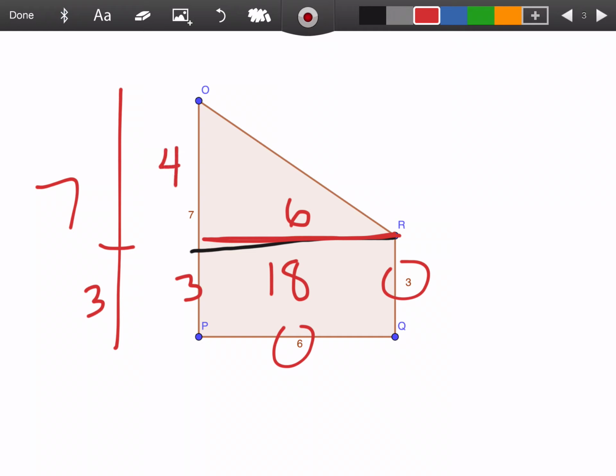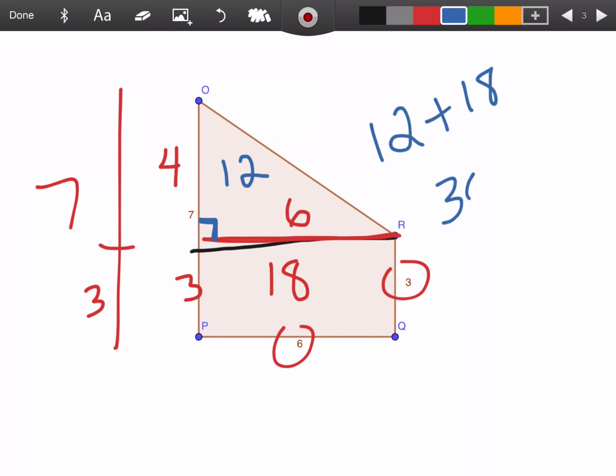And we can say that 6 and 4 are going to be our base and height because they form a right angle. They come at a 90-degree angle with each other. So 6 times 4 would be 24, but I need half of that amount, which means that this has an area of 12. So we can add our 12 and our 18 together to get a total area of 30 square units.